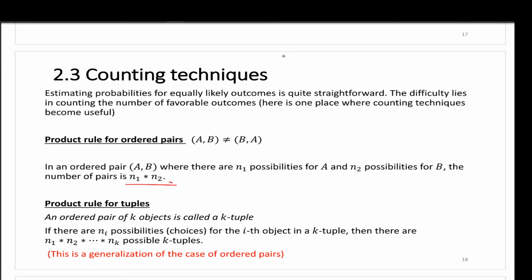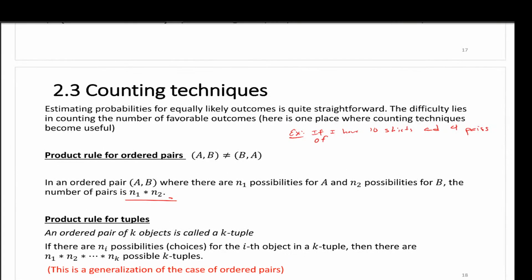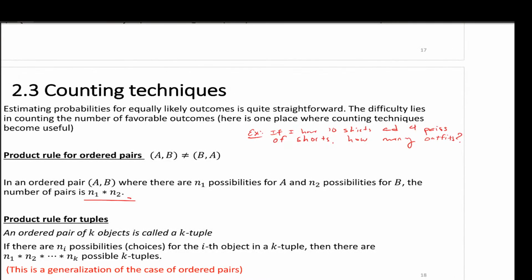So basically right here. Think of this as, for example, if I have 10 shirts and 4 pairs of shorts, how many outfits can I make? I do this in 311 when I go over it.